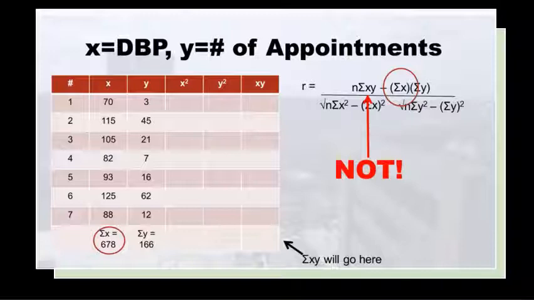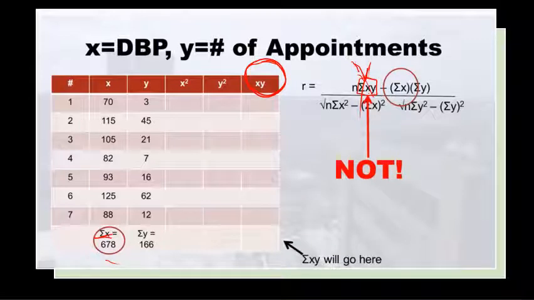Okay, what you do need to know is that this sum of x's is not the same thing as this. This is not sum of x times y. This is sum of x, y. After we figure out what's going to go in this column, after we figure out the sum of that, that is what's going to go here. So this is not the same thing. Do not do that.